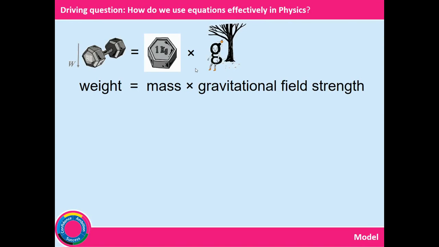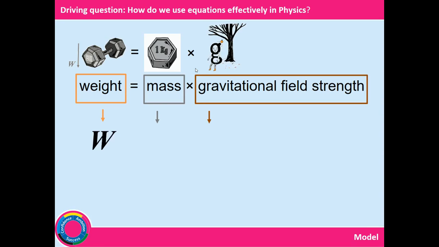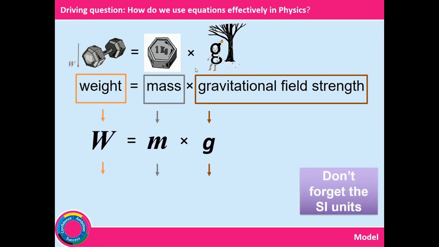Now, looking at this equation, weight equals mass times gravitational field strength, we use W to represent weight, m for mass, and g for gravitational field strength. So your equation can be written as W = mg. Now the weight is normally measured in newtons because it is a force. Your mass is measured in kilograms and gravitational field strength is newton per kilogram. Please note these standard SI units. So if you give a mass in grams, then you have to convert the mass to kilograms.